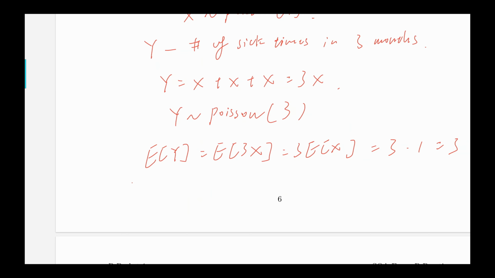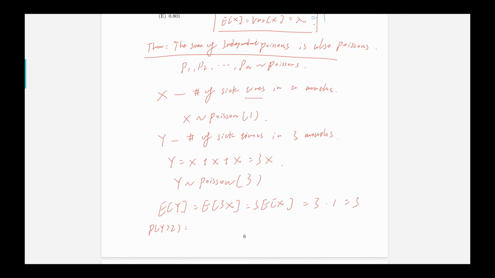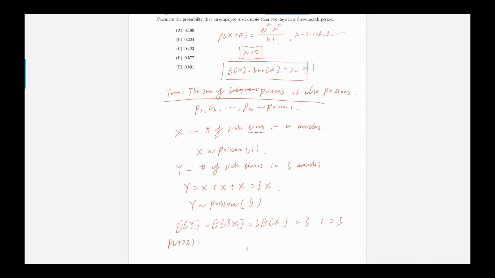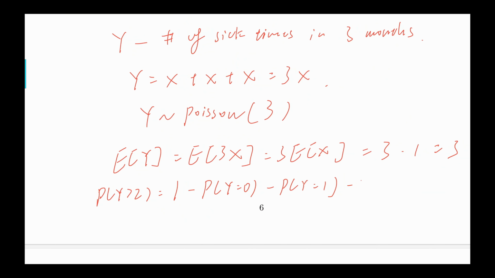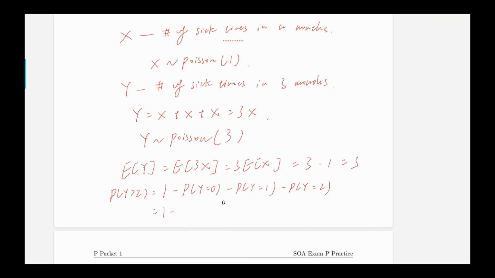We don't like this very much, because if I do that, I need to find the probability of Y equals 3 plus the probability of Y equals 4 plus and so on until infinity. That's doable, but there's an easier way, which is to find the complement and subtract it from 1. So 1 minus the probability of Y equals 0, minus Y equals 1, minus Y equals 2. Let's go back.